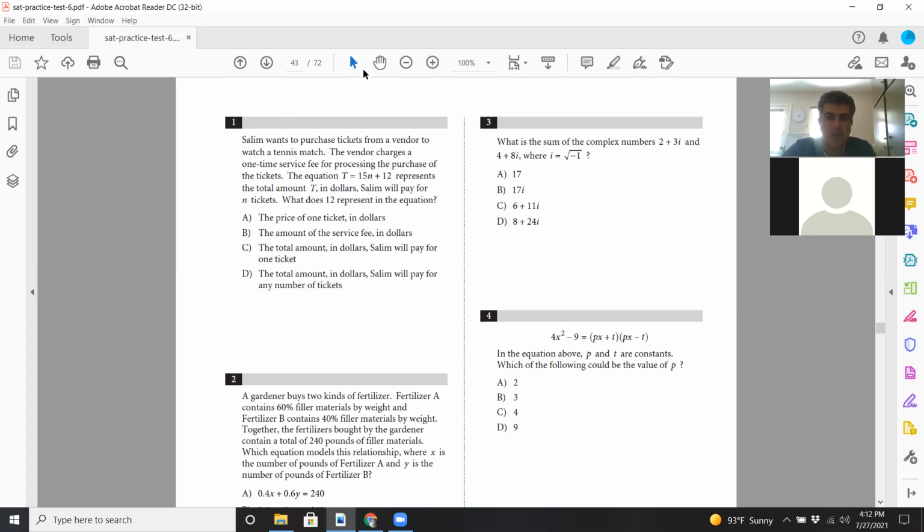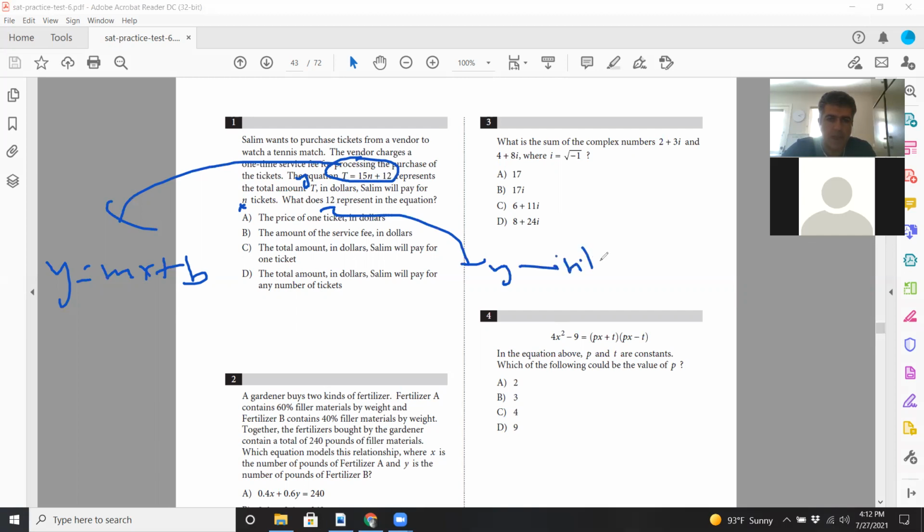Okay. So the one thing that you'll want to do is think of this as y equals mx plus b. That will make your life much easier. So the T is like y, and the N is like x. So if you think about it, the 12 is really the y-intercept, meaning that if you don't buy any tickets, if N is 0, you've got to pay 12 bucks, regardless of how many tickets you buy. You always got to pay that $12, and they say they charge a one-time service fee. So it looks like that 12 is that one-time service fee.